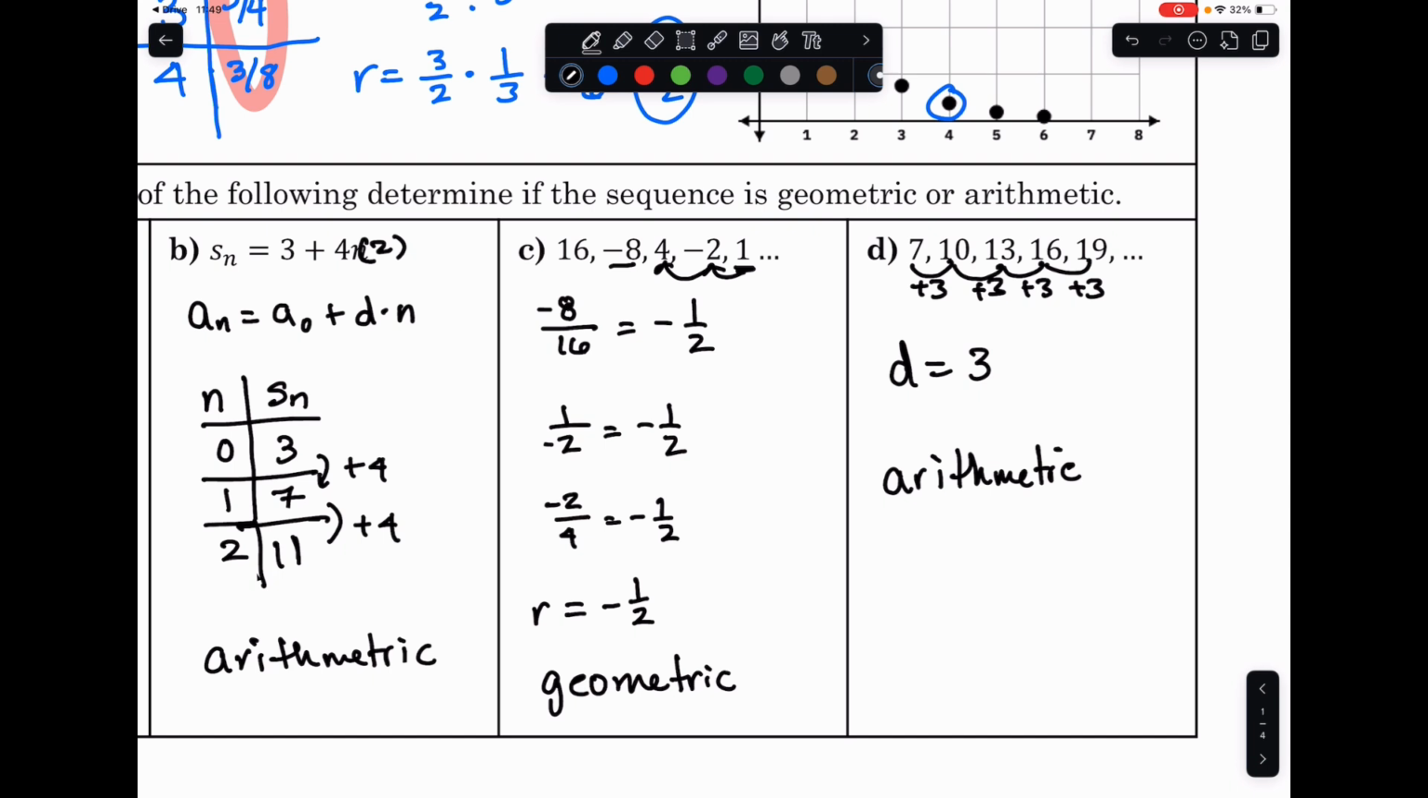Oh, I misspelled it over here. I just saw that right now. Okay, so this is an example of an arithmetic sequence, and this is an example of our geometric sequence.